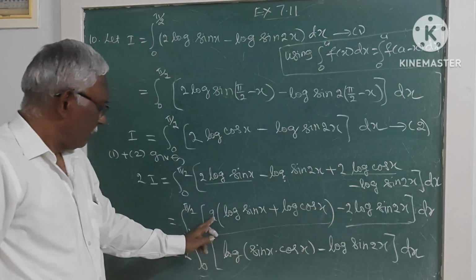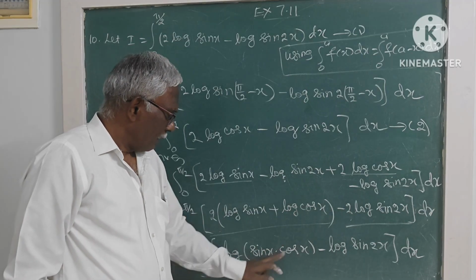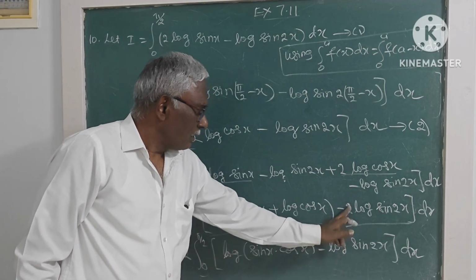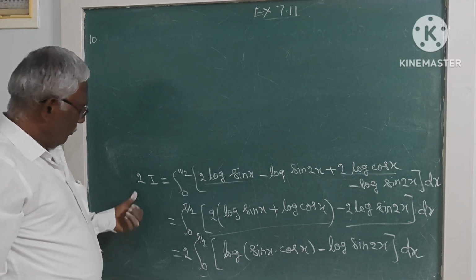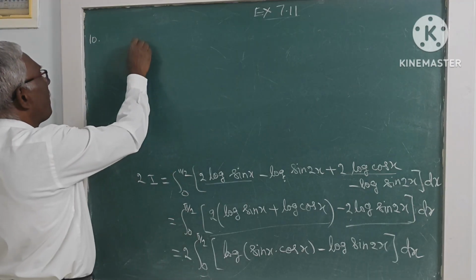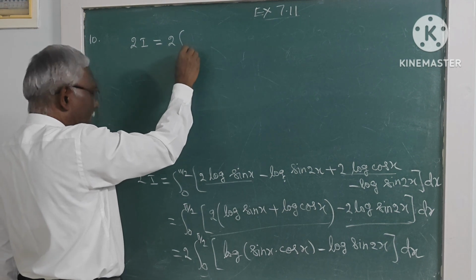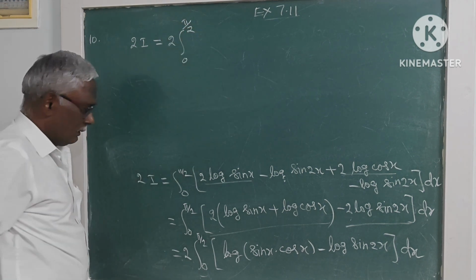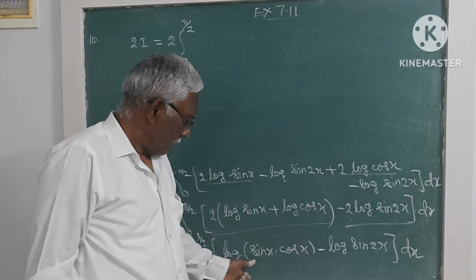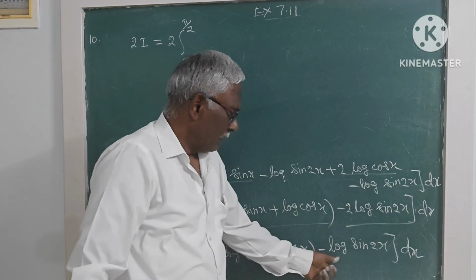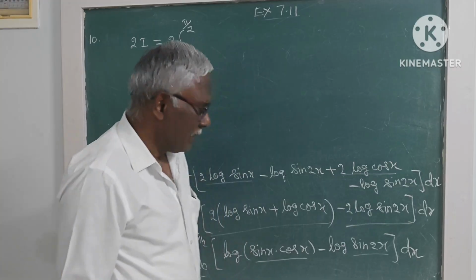So this 2 we take outside here. Integral 0 to pi by 2, log m plus log n is log mn, minus log sin 2x. These 2 have come here already. Now 2I is equal to 2 times integral 0 to pi by 2, you see, log m minus log n. What will come? Log m, this is m, minus log, this is n. Log m minus log n is log m by n.